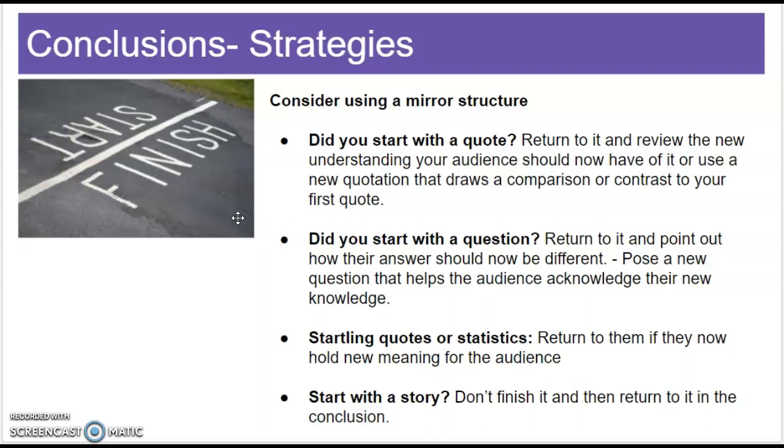If you started with a startling quote or statistic, you might want to return to it. If you started with a story, maybe at the beginning in the introduction, you only tell the first part of the story, and then in the conclusion, you finish your story. You can see that these mirroring structures really help bring your audience back to the beginning and see the connection to your introduction. But do what feels natural and what makes sense for your topic. Okay, so that's it. You now know that when you're using introductions and conclusions, they should have a circular pattern, and you have some new strategies.